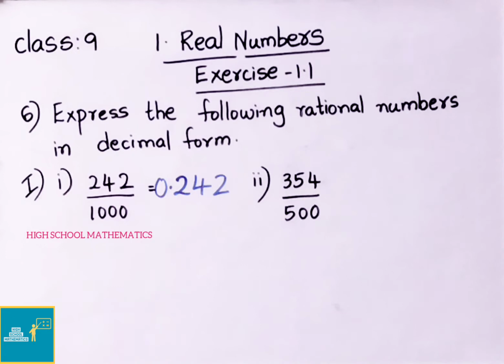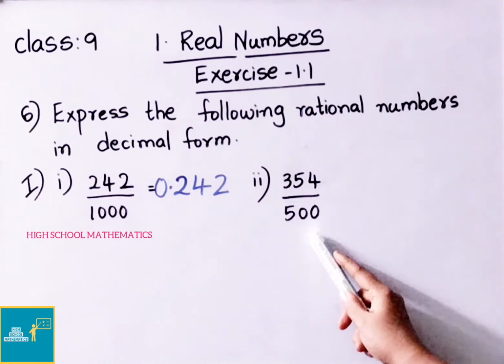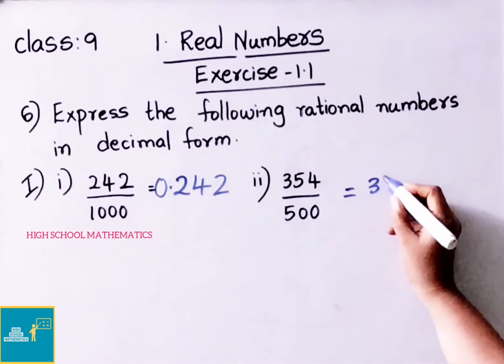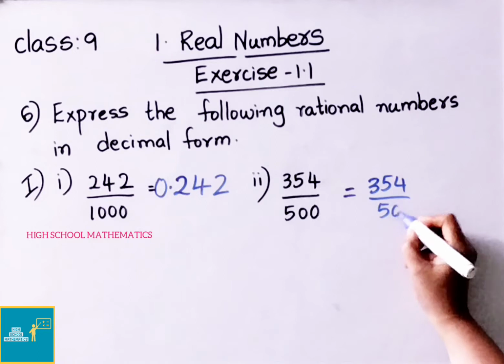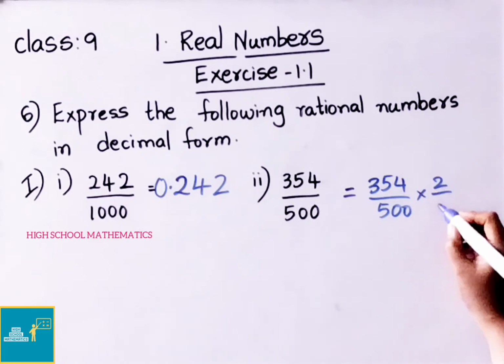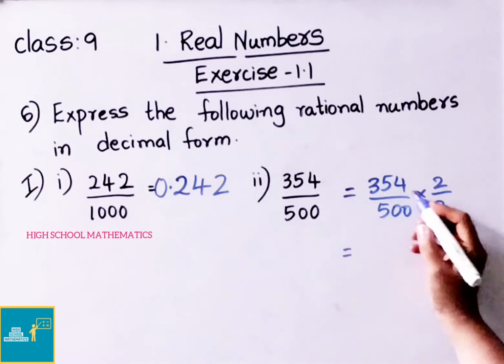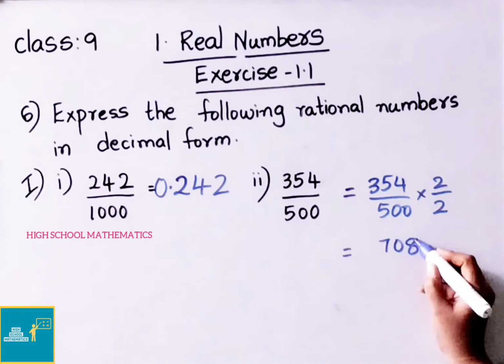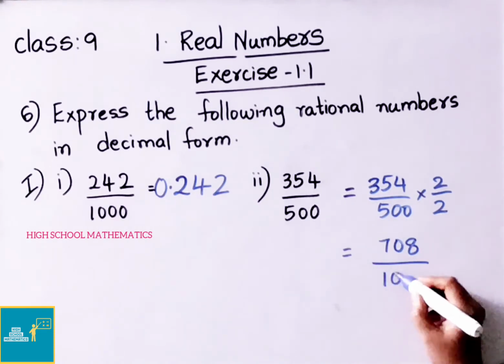Now the second one, 354 by 500. We know the denominator must be either 10, 100, 1000 or 10,000 and so on. Here 500 is present, so it is near to 1000. We can convert this 500 to 1000 by multiplying numerator and denominator by 2. So 354 by 500 into 2 by 2 equals 354 into 2, that is 708, by 500 into 2, that is 1000.